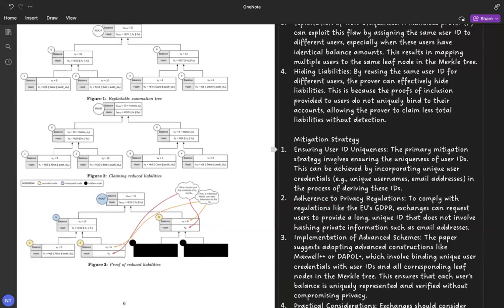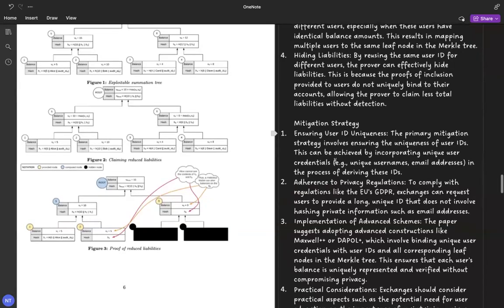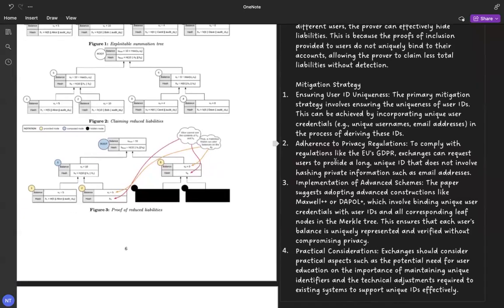The mitigation strategy here is, again, obvious: make sure that the user ID is unique when you're building the tree. They also have a little to say regarding GDPR compliance, because having a unique ID that identifies a user falls within global data privacy laws.